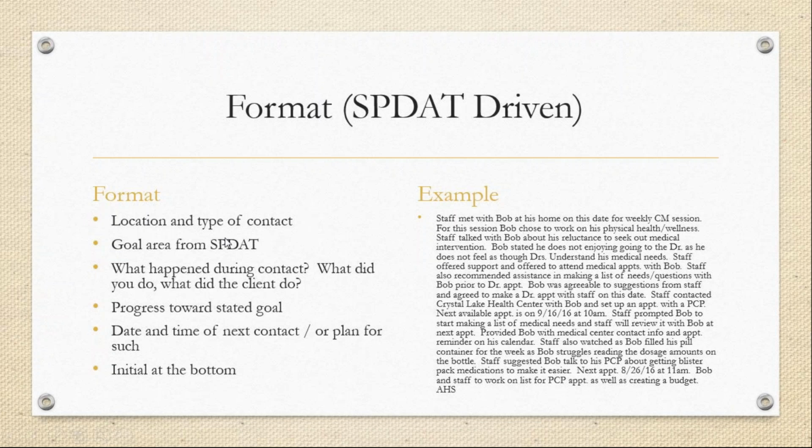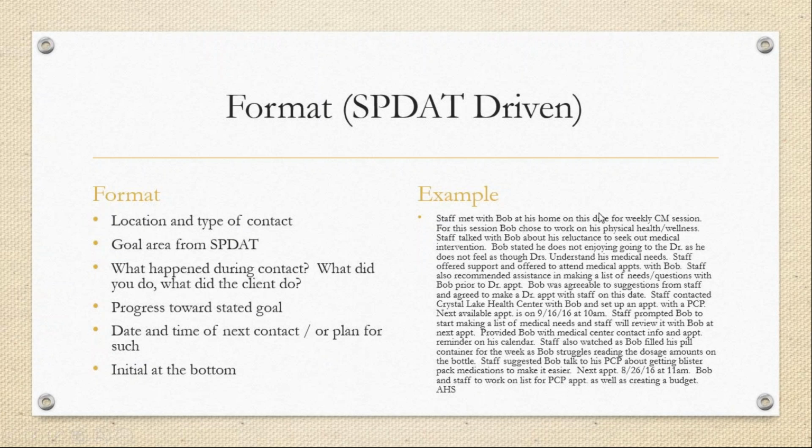We want to have the location and the type of contact. We want to have the goal area that we're working on. What happened during the contact? What did you do? What did the client do? Progress toward that goal, or if there isn't any, you can state that as well. And then again, date and time of next contact or plan for that. And then we want to initial at the bottom.